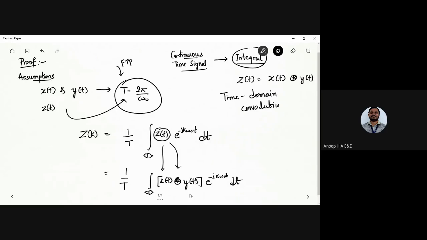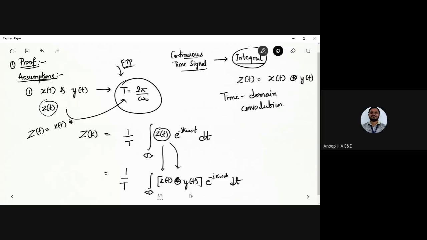Yes, so this is the time domain convolution. The first proof: what is the assumption that you are going to make? The first and the only assumption that you are going to make here is that x of t and y of t are said to have the fundamental period T, which is equal to 2 pi divided by omega naught.